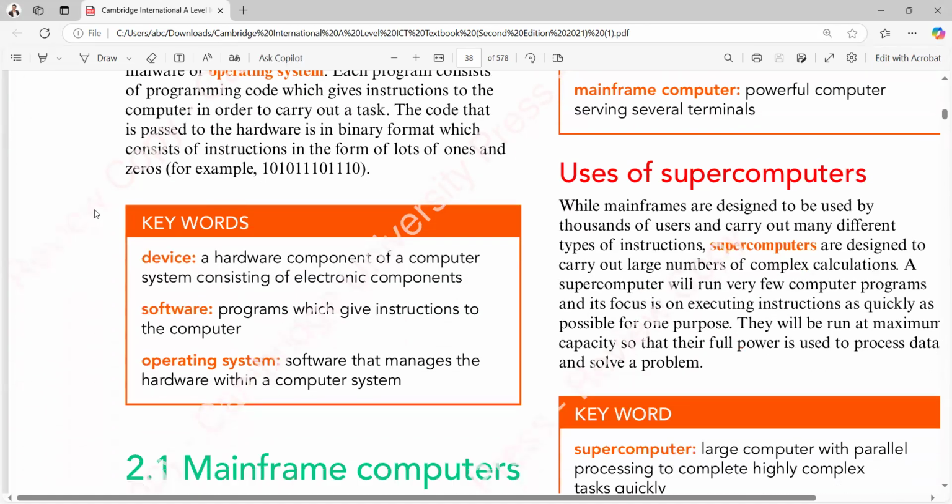So the important keywords are, first of all, the device. The device is basically a hardware component of a computer that consists of electronic equipment. Software is the program which gives instructions to the computer, and the operating system is the software that manages the hardware within a computer system.